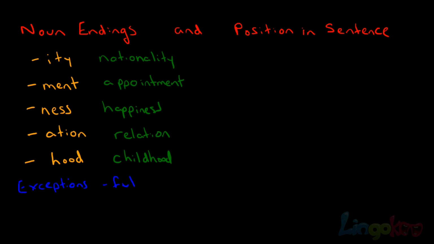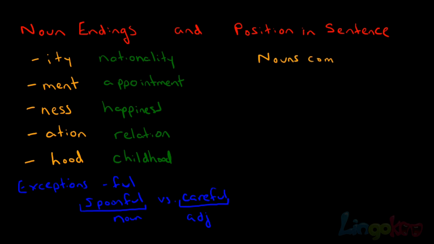Now there are exceptions. For example, the ful ending could be a noun or it could be an adjective. It just depends on the word. So for example, spoonful would be a noun, but careful would be an adjective. So here's a situation where just knowing the ending doesn't help tell you if the word would be a noun or an adjective.